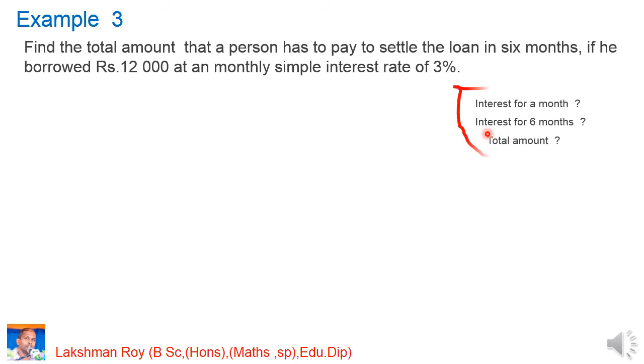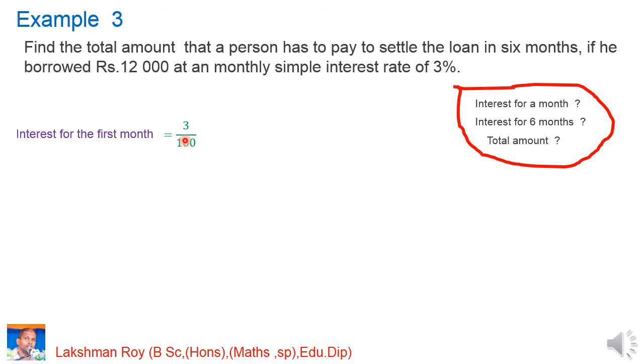All right, these are the things we want to find. Let's see the interest for the first month. The rate is 3%, that means 3 over 100: for a 100 rupees loan, 3 interest. He borrowed 12,000 rupees, so multiply by 12,000. Then you can cut these zeros. Multiply 3 by 120, then you get 360 rupees. So this is the interest for a month.